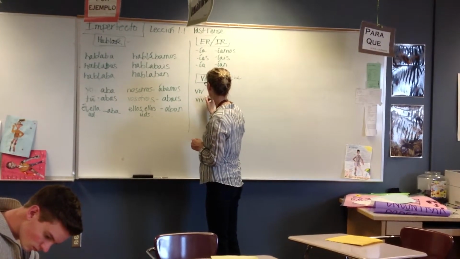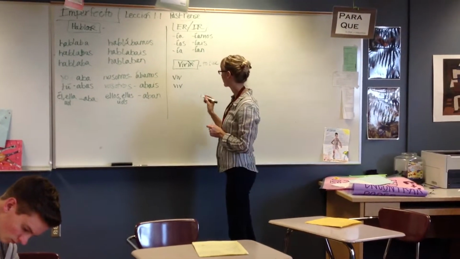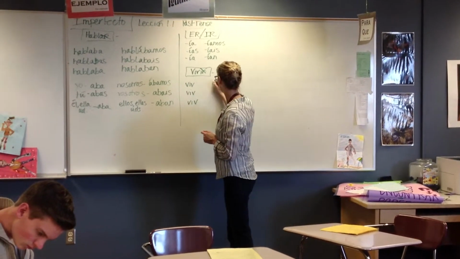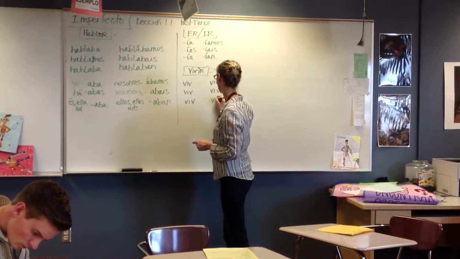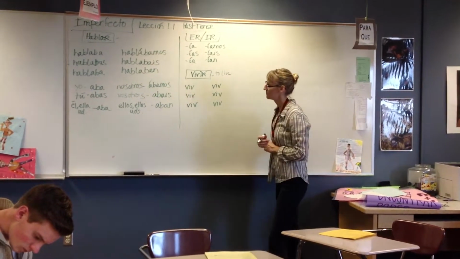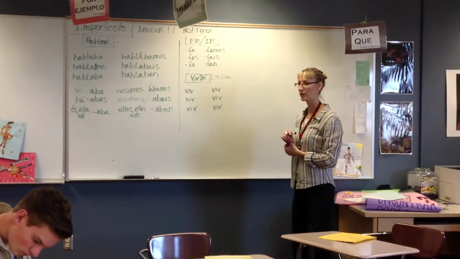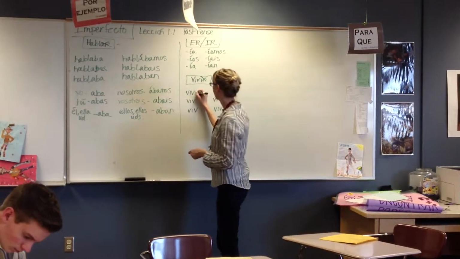So if you need a refresher on conjugations, remember we chop off the IR and we write down our stem, and our stem is vive. Vive, vive, vive. And I'm not writing down the personal pronouns. Do you guys want me to? No. Okay. And then we go back through and add our endings.